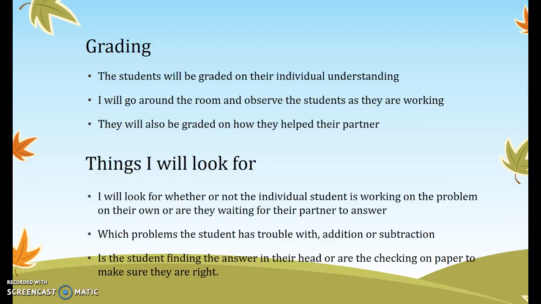Grading for this assignment, students will be graded on their individual understanding of their math equations. I'll go around the room and observe the students as they are working. They will also be graded on how they help their partner. Things I will be looking for will be whether or not the individual student is working on the problem on their own, or are they waiting for their partner, which problems the student struggles with, is it addition or subtraction, and if the student is finding the number in their head or if they are checking to make sure that they are correct on paper.